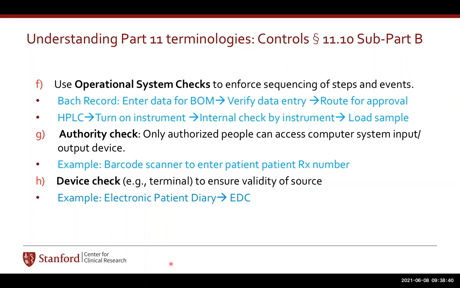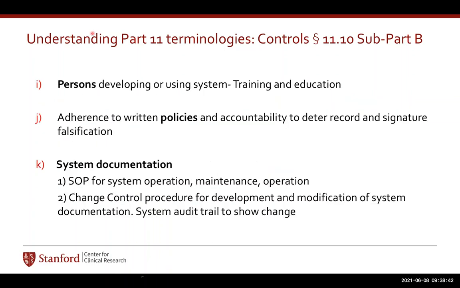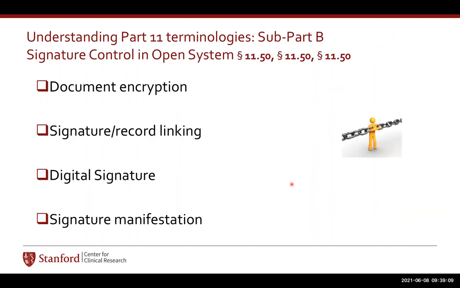Okay. Next one is about the person developing or using the system. They should be trained and should have education, which is the training thing, which all of you know. And then one must adhere to written policy and procedure. And then the system documentation, like SOP, user manual, you should have all these things. And these are all part of Part 11.